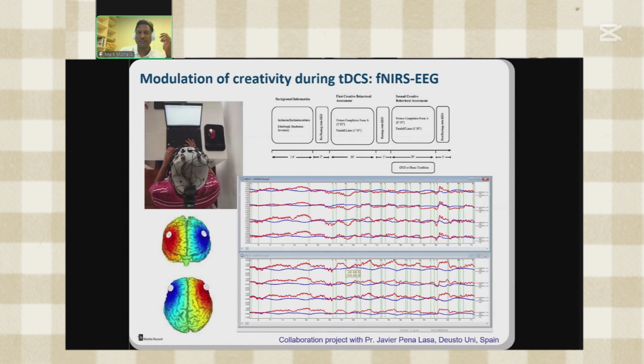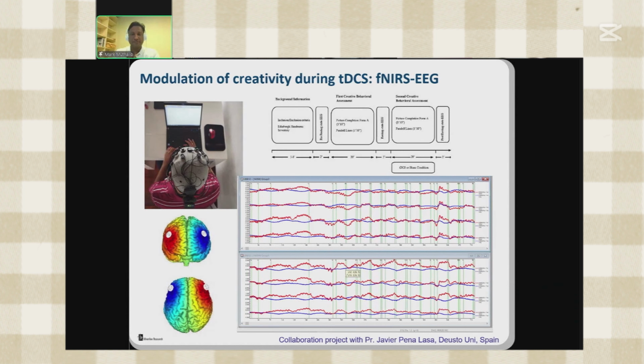We're also using the random noise stimulation method to look at if we can enhance creativity. So here is an Artinis Octamon system that we measured the NIRS during the stimulation and creativity tasks.